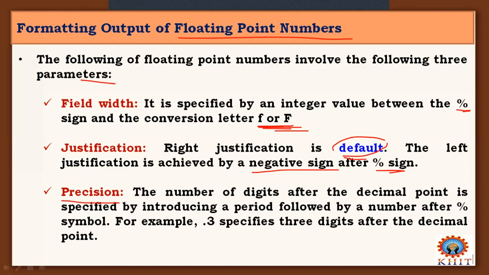So when we use the percent symbol and .3, that indicates that only 3 digits are displayed after the decimal point. That means, for example, 12.253, only 3 digits after the decimal point are displayed. Okay, so these are something related to data types and variables. Thank you.